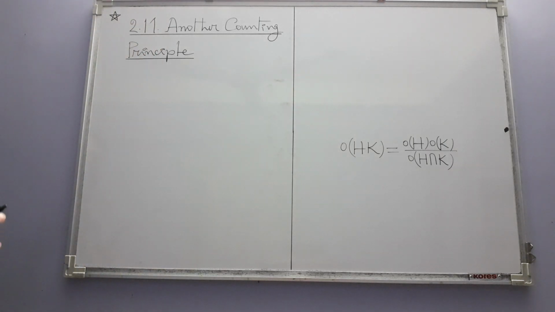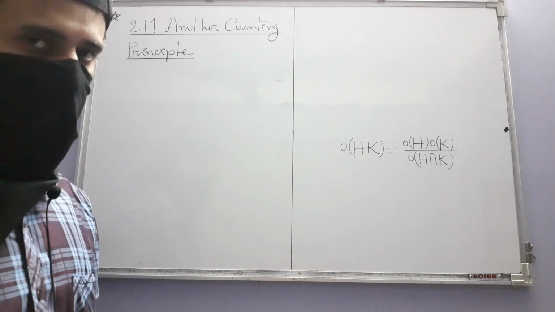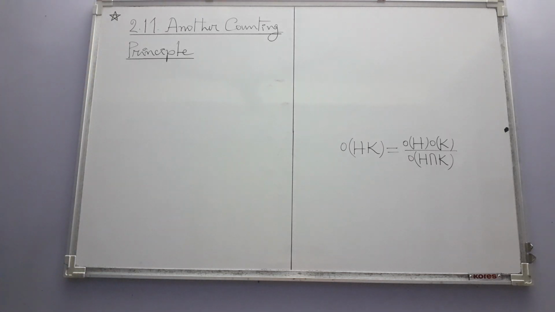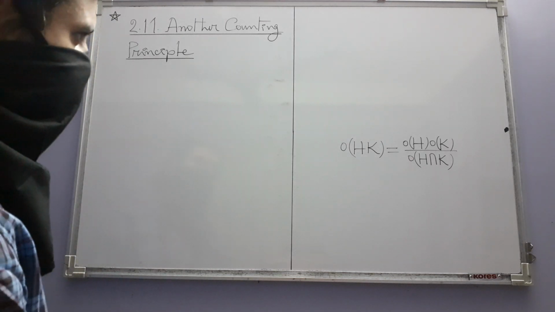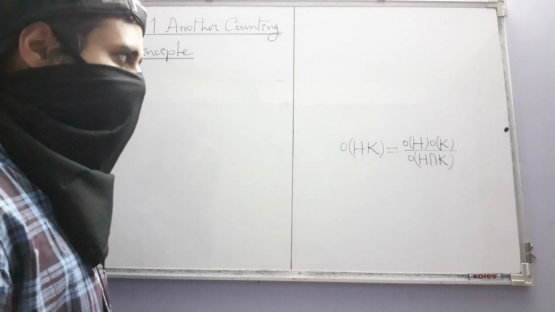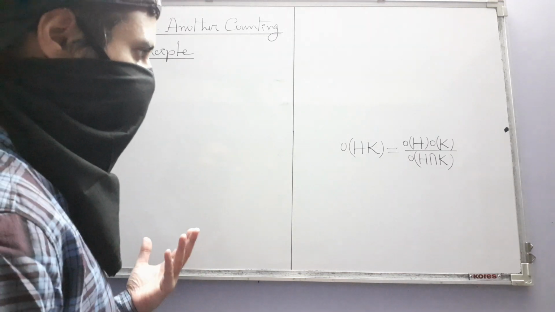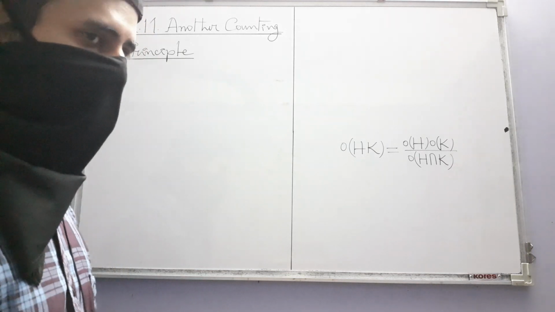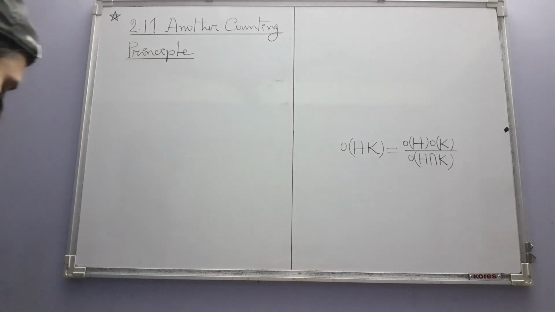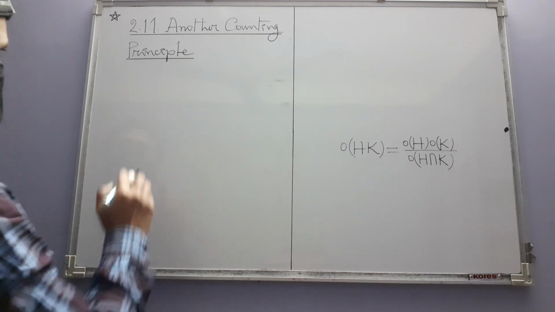Now here we are going to see another counting principle, and this starts by defining a relation, a binary relation in any group called conjugacy. So let's see what it is. So let's start with the definition.